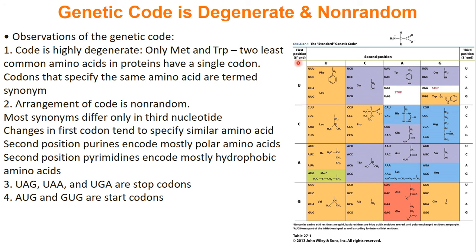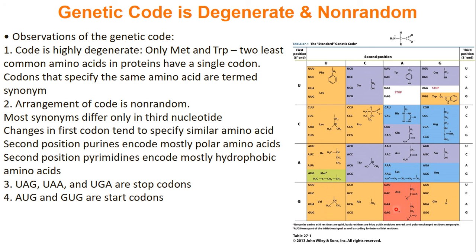If we look at the code, you can see that changing the third nucleotide in the codon really doesn't change the amino acid in a lot of cases. We'll get the same thing out. If you change the first nucleotide only, you'll get a similar amino acid. So U to C, they're still nonpolar. C to A, mostly nonpolar instead of Met. A to G, still nonpolar.